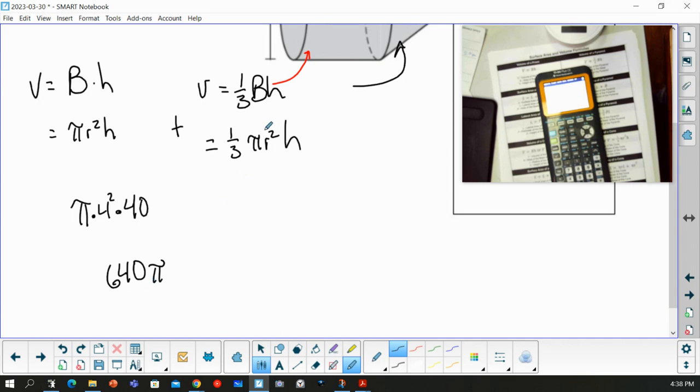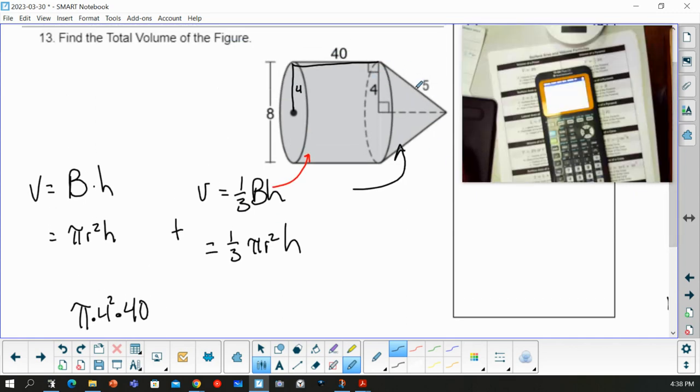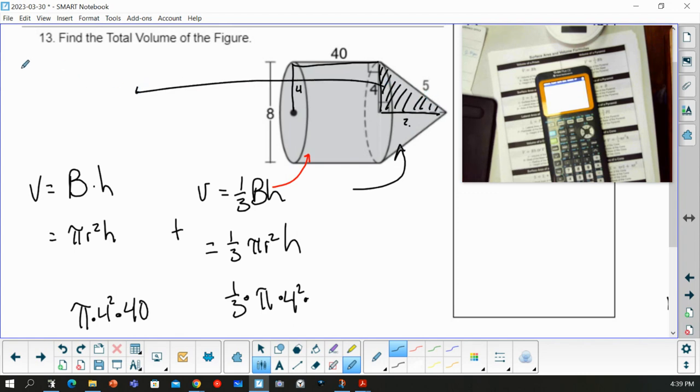Now let's do this one. Pi r squared h. So the cone: 1/3 times pi times the radius of the cone, which is 4 squared. The height of the cone, I don't know. So I need to find the height of the cone. Let's take this triangle that I see inside of this cone, and I'm going to draw it over here for a second.